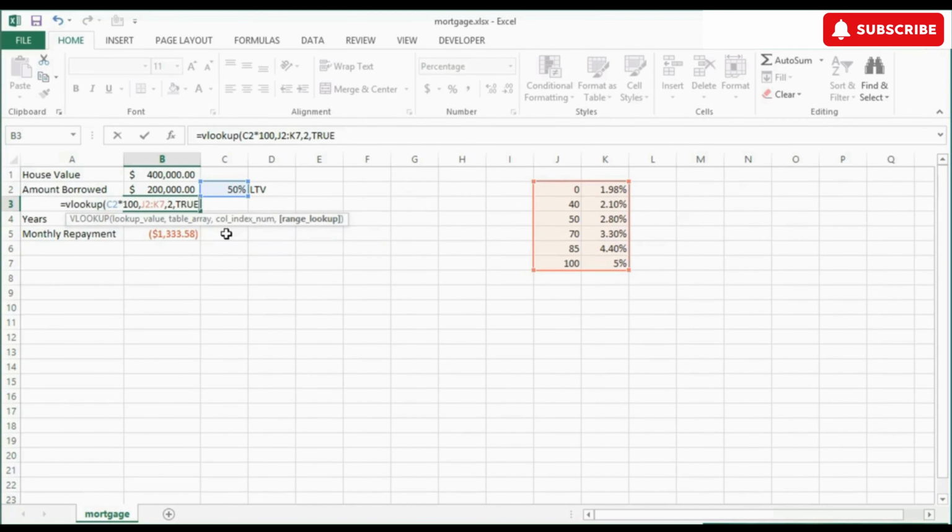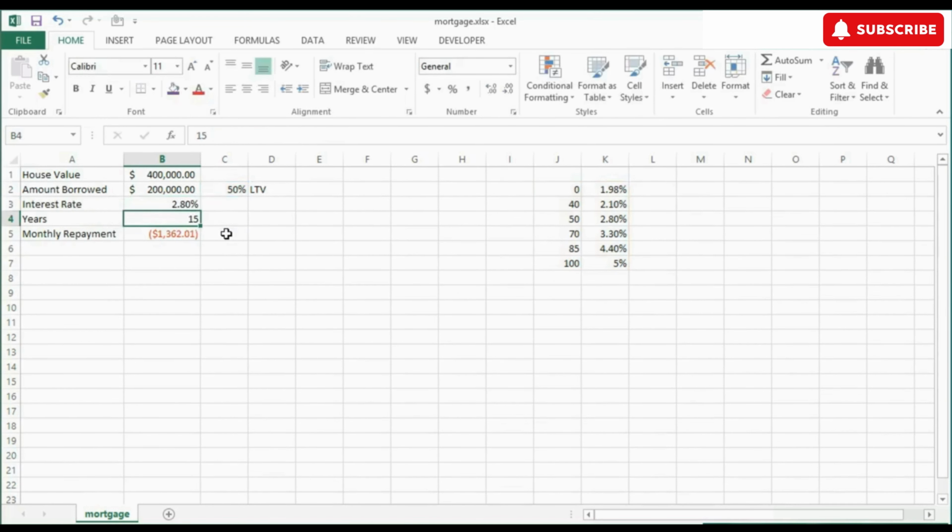And then I can close my brackets, return, and it says at an LTV of 50%, which is there, I will have to pay 2.8 interest. If I need to borrow more, my LTV goes up to 88, and we come into our table, and 88 falls into this bracket here, between 85 and 100. If I need to borrow the whole value of the house, LTV becomes 100, and 100 is 5%. And my monthly repayment really shoots up, in which case I would need to push back out to 25 years.